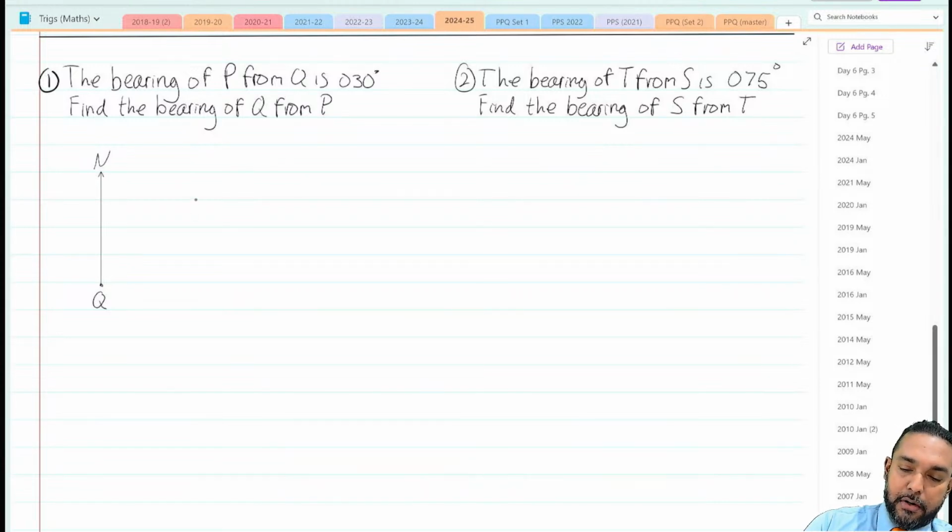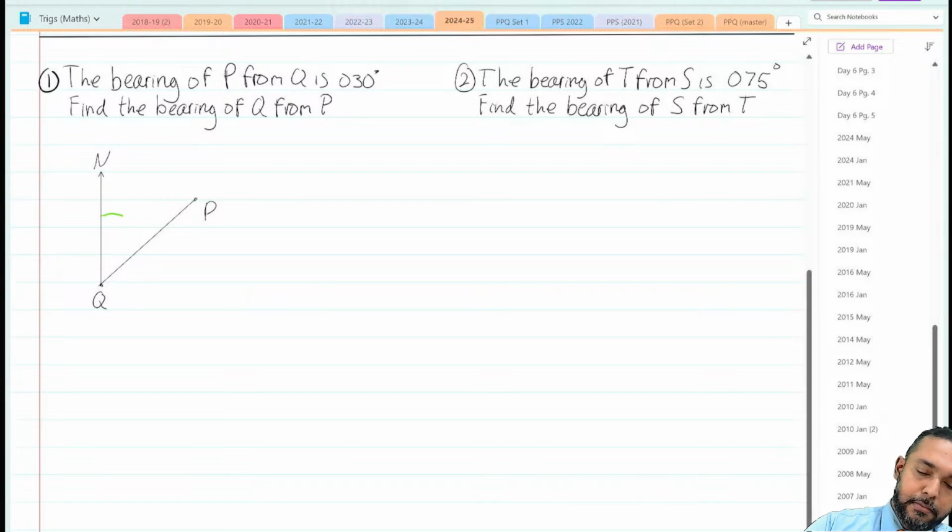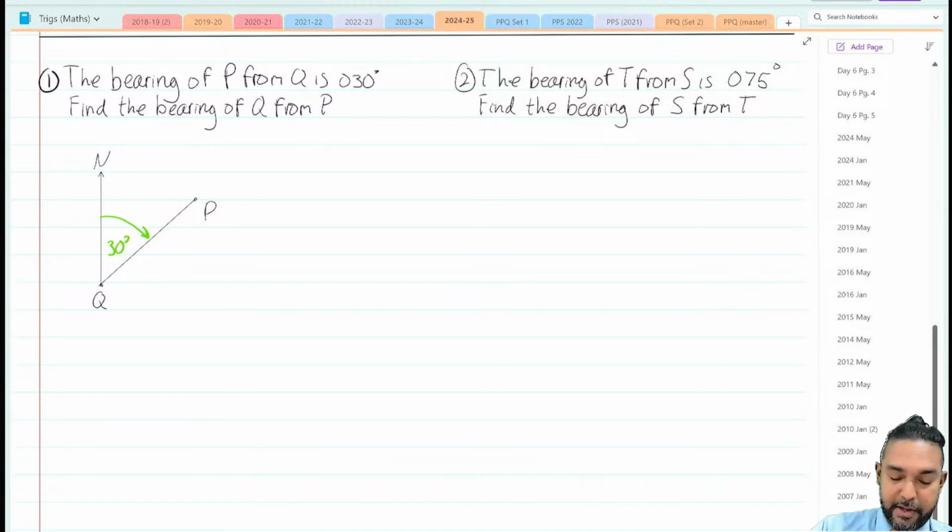So you can put it somewhere around here. So that's P. And that's the line connecting Q and P, right? And the angle, or the bearing rather, is 030 or 30 degrees, right? So we'll put 30 degrees there.